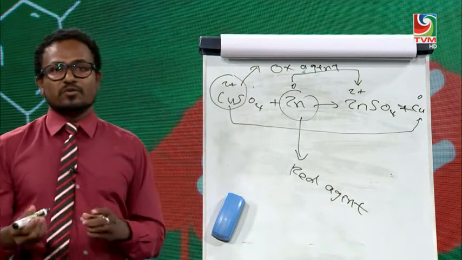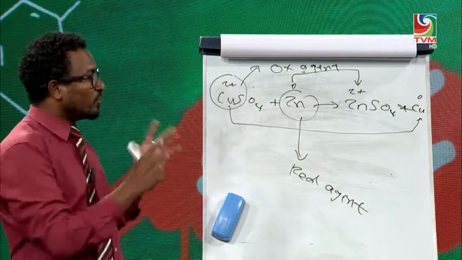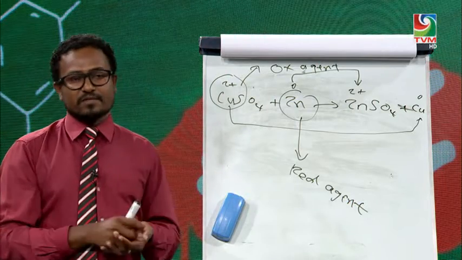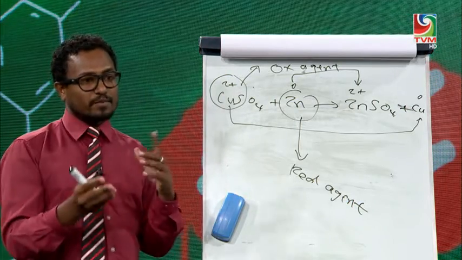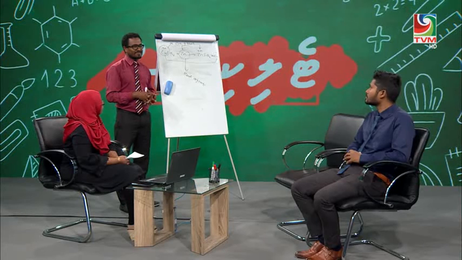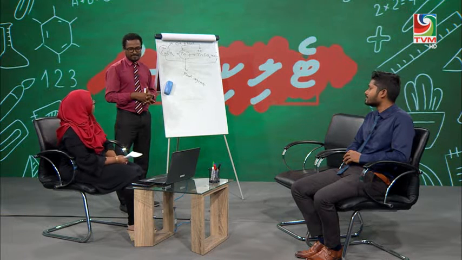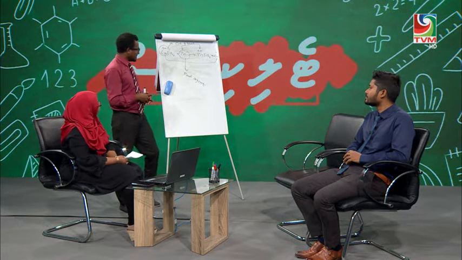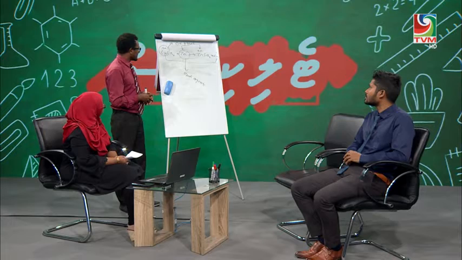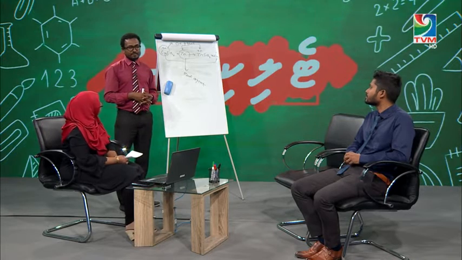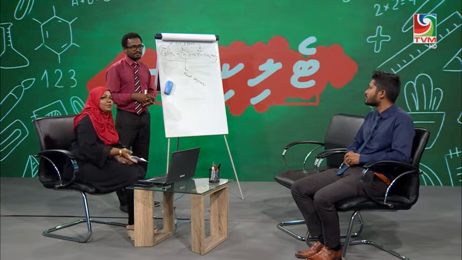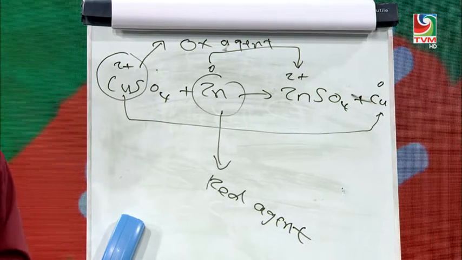So in a redox reaction, it works both ways, the reverse as well. So you should be able to understand from both directions. The reducing agent is the one which helps to reduce the other substance, and vice versa for the oxidizing agent.